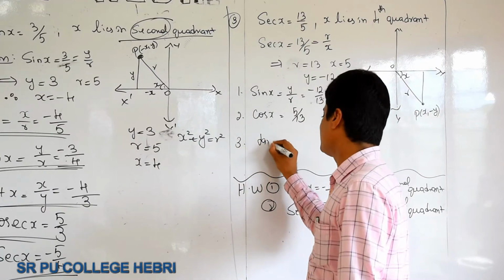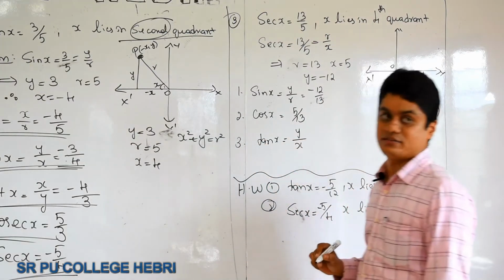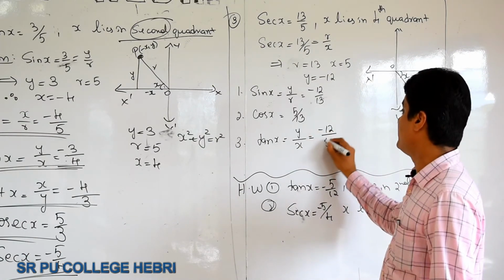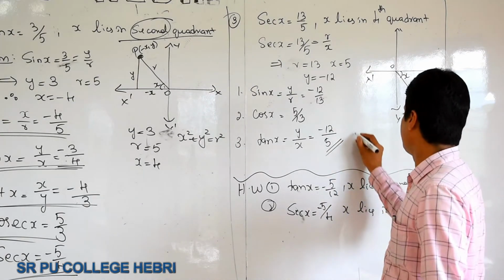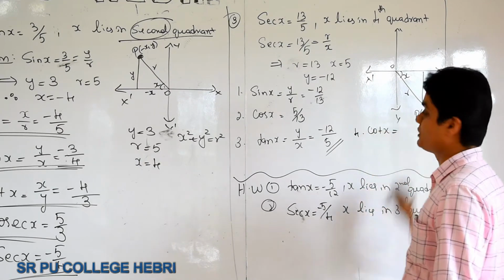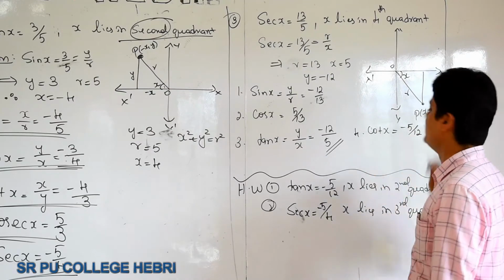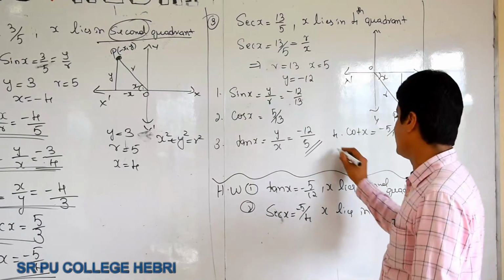Next one, tan x. What is the definition of tan x? y by x. What is y? Minus 12. x is 5. So it is minus 12 by 5. Next one, fourth one, cot x. Cot x is the reciprocal of tan x. So it is minus 5 by 12.